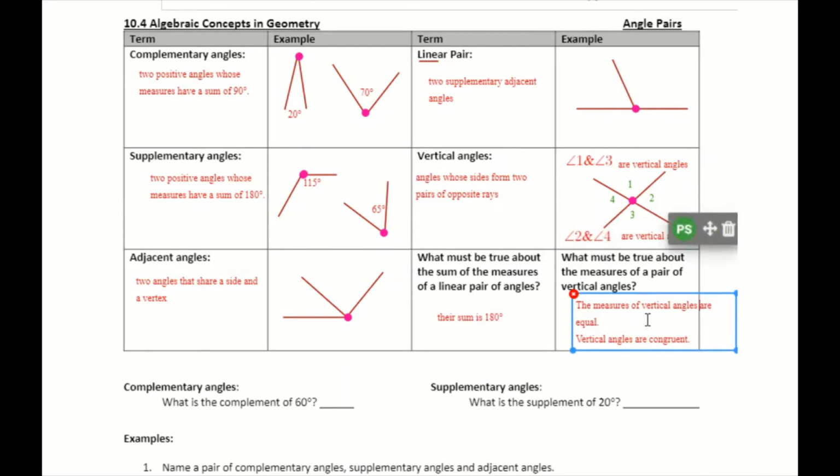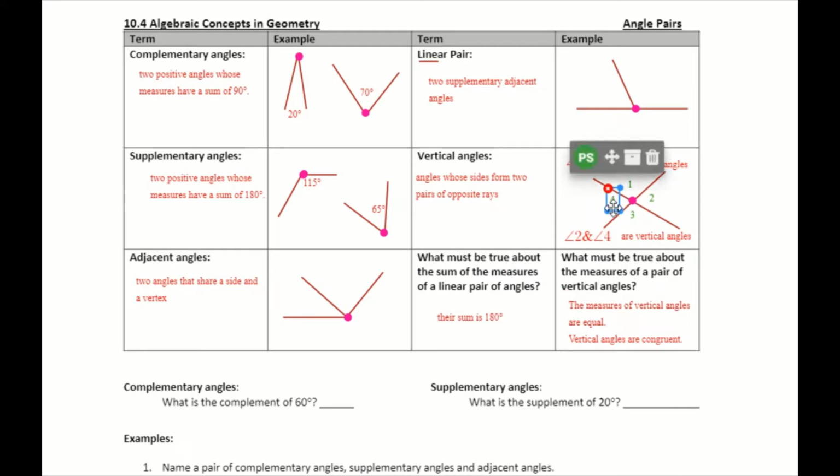All right, so let's clean that up a little bit. There we go, make that fit in the box. So that's what's got to be true. Okay, so the measure of angle 4 and angle 2 up here are equal, and so you would say angle 2 and angle 4 are congruent. So you say equal when you're talking about actual numerical values, and you say congruent when you're talking about the object itself.